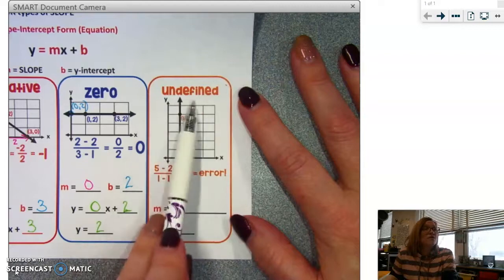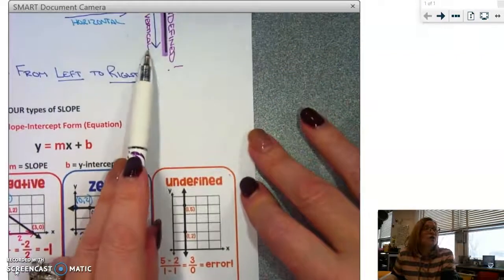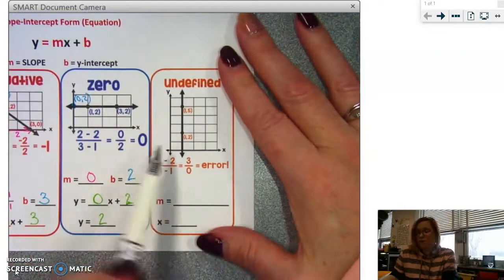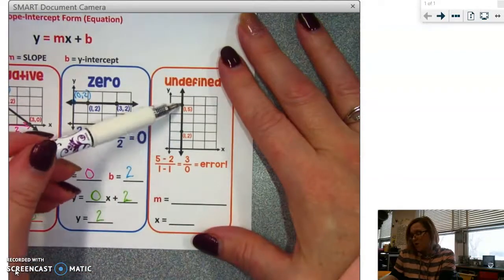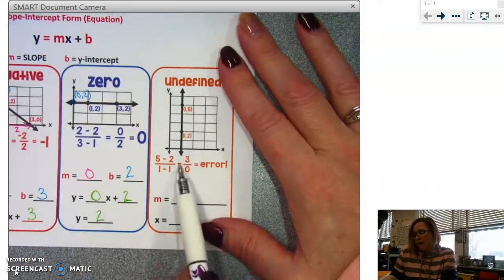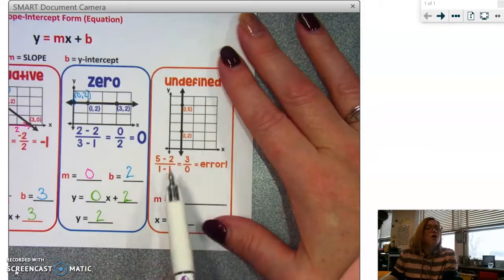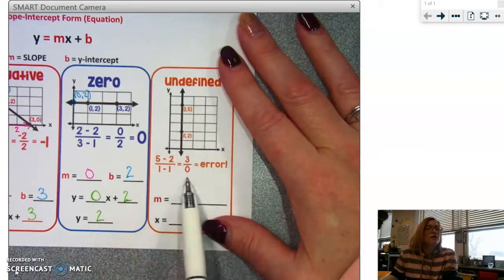This would be undefined. The slope is undefined. It's a vertical line. So if we take a look at a vertical line and we look, well, how far up do I have to go? I have to go up 1, 2, 3. So it's the same thing as going 5 minus 2 equals 3. But then how far over? I don't have to run at all. So if I take the last 2 numbers, it would actually equal 0.